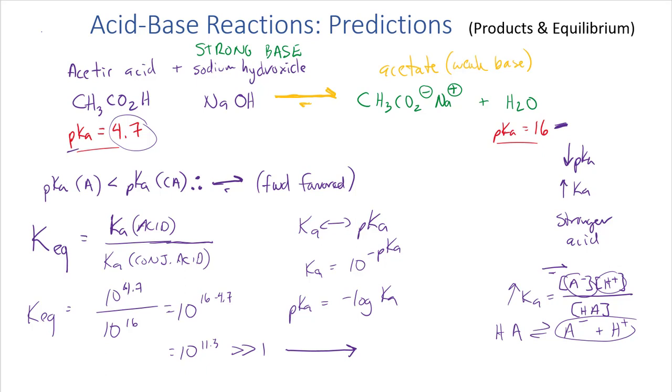So in summary, we are predicting equilibrium positions, we're predicting products, and we're drawing mechanisms to show how it all happens.